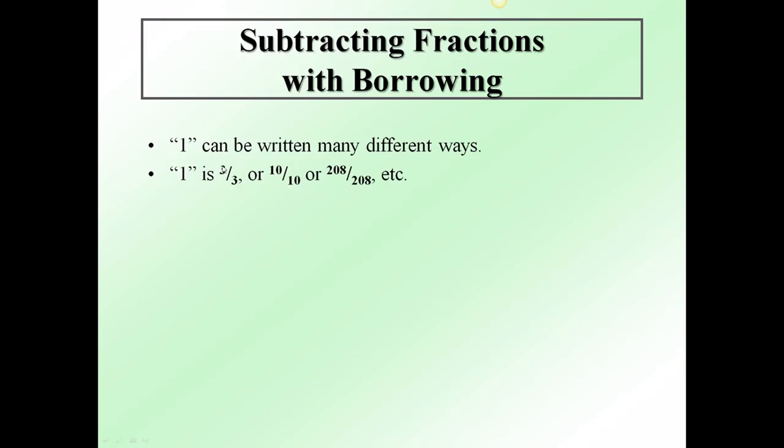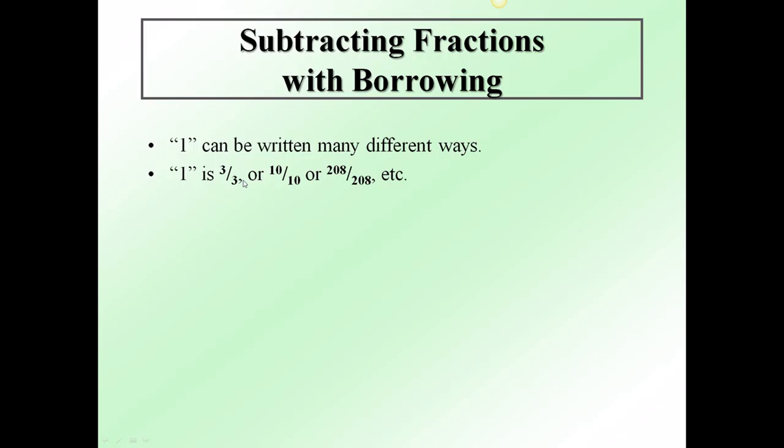1 can be written as 3/3. Would you agree that 3 divided by 3 is 1? Or 10 divided by 10 equals 1? Or what about 208 divided by 208? Isn't that equal to 1? And if I want to blow your mind, I could say, what about the square root of 3 divided by the square root of 3? Guess what? It equals 1.